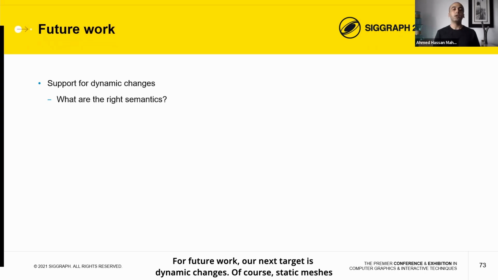For future work, our next target is dynamic changes. Of course, static meshes on the GPU have broad applicability, but supporting dynamic changes will enlarge the set of applications we can support. The fact that we use batches to capture locality makes it possible to parallelize dynamic changes across batches with higher concurrency. However, the biggest challenge is the semantics. In other words, what is the right thing to do when one thread tries to change a vertex that is being deleted by another thread?